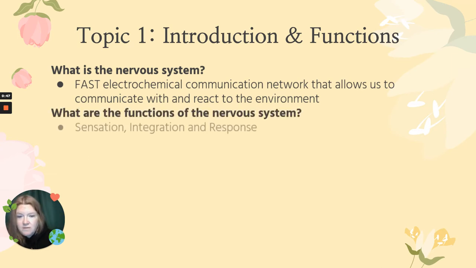What are the functions of the nervous system? Well, primarily sensation. So that means using our senses to interpret things both inside and outside of our bodies. Integration, so a lot of coordination, and then response. So how are we going to react? Is there going to be muscle movement? Is there going to be gland secretion? What is going to happen?